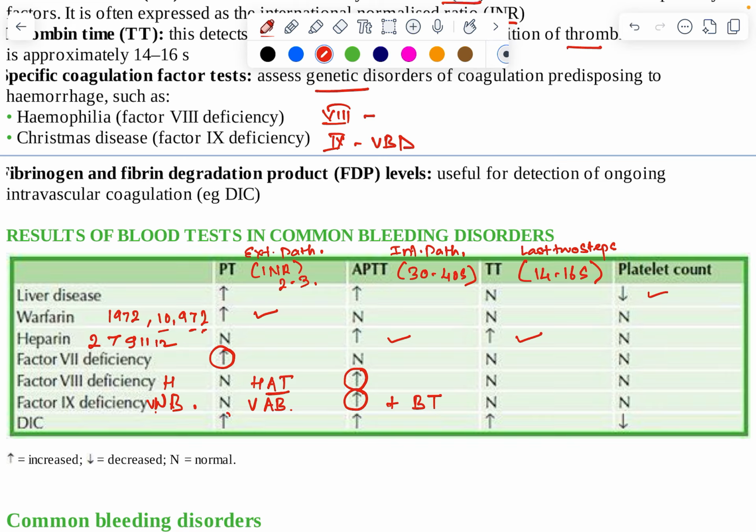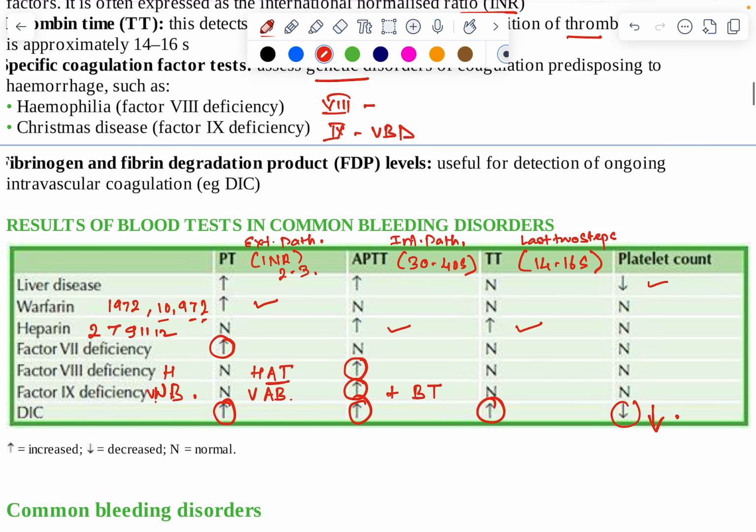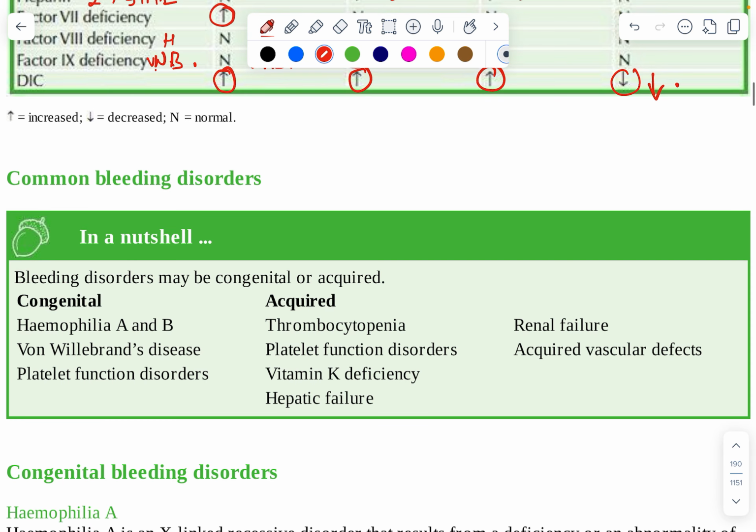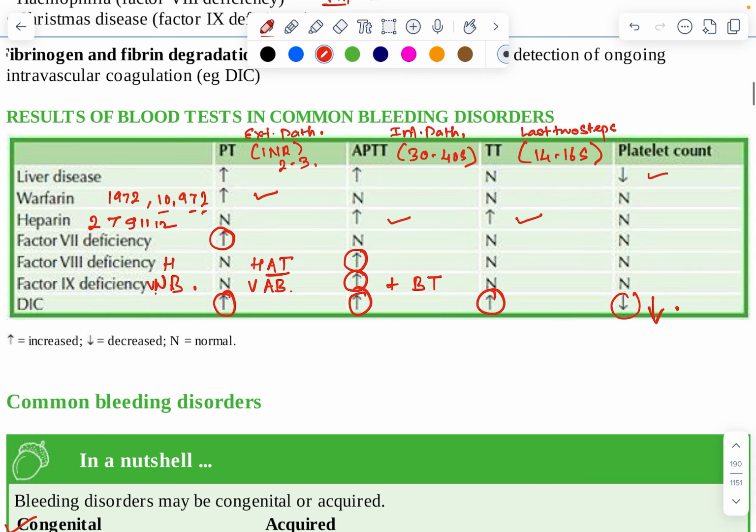What you see in DIC, all these are increased. This one is increased, this one is increased, this one is increased. All bleeding tendency, and platelet count has gone down. So common bleeding disorders can be congenital, right from birth: hemophilia A and B. Von Willebrand is factor 9. This is with factor 9. This is factor 8. So this may be Willebrand.